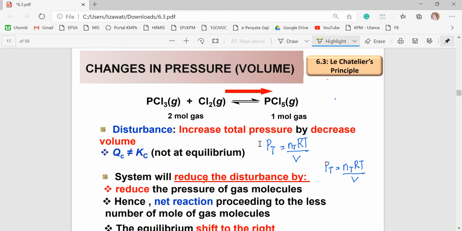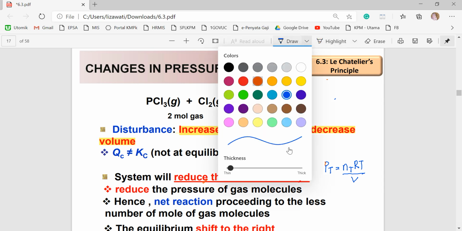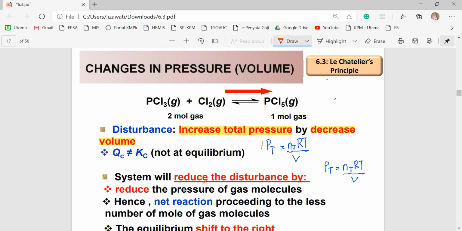If the disturbance increases the total pressure by decreasing the volume, we relate this to the ideal gas equation: P total equals n total RT over volume. When the total pressure increases by decreasing the volume, Qc is not equal to Kc, and the system is not at equilibrium. The system tries to achieve a new equilibrium by reducing the pressure of the gas molecules. To reduce the pressure, the system should shift direction to the side that has fewer moles, so the net reaction proceeds toward fewer moles. Therefore, the system will shift to the right.